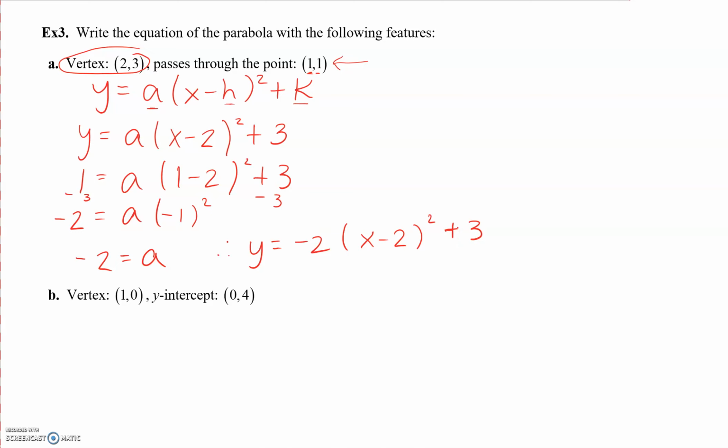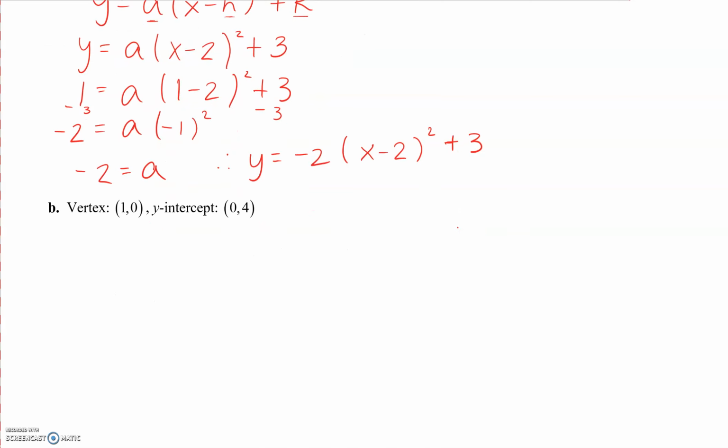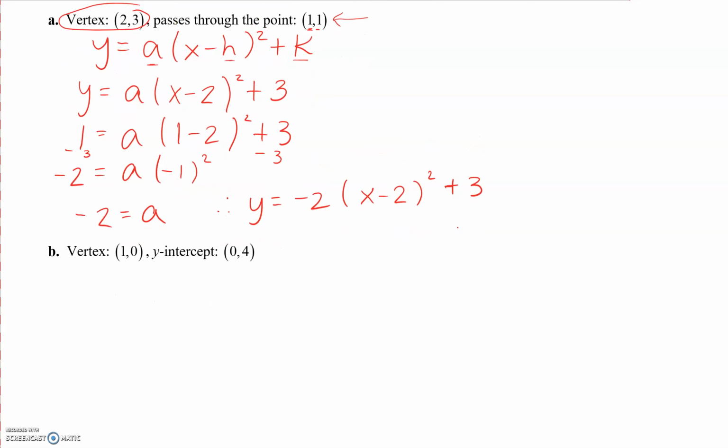All right, so now I'm going to give you a chance to try part B. Part B is very similar. The vertex is at the point 1, 0. The y-intercept is the point that you are given. So I would start by plugging in my vertex, and then I would use that y-intercept to find a. So again, Mr. Rude, if you would pause the video and give students a couple of minutes to try this problem.